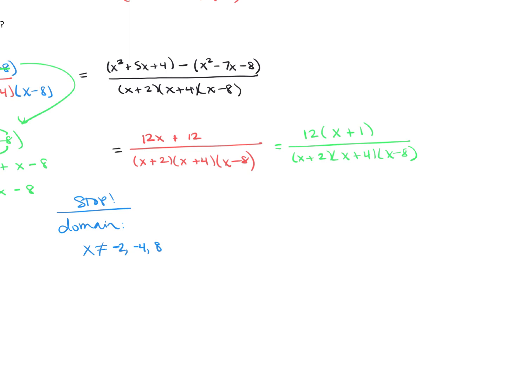We are going to add in that we know that the difference of our two rational expressions is this, for x's that are not equal to negative 2, negative 4, and positive 8.